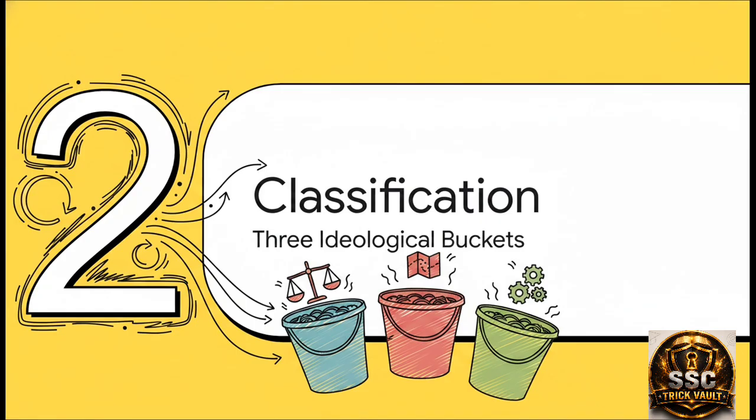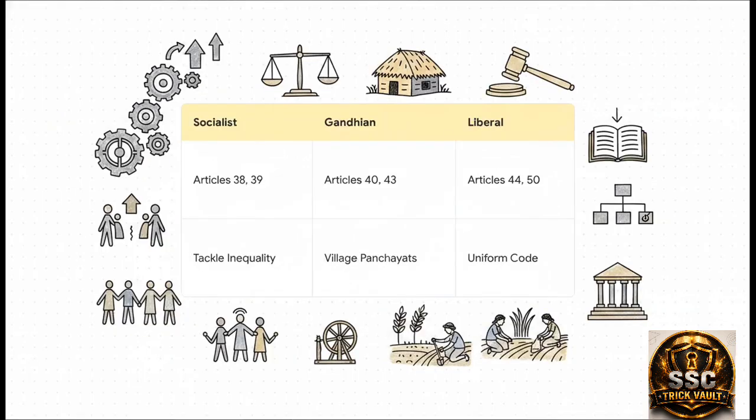Section 2, classifying the principles. Now, the Constitution itself doesn't neatly sort these articles into distinct groups. But to make sense of it all, political experts generally organize them into three major ideological buckets. First up, we've got the socialist policies, which are all about fighting inequality and making sure wealth isn't just hoarded by a few. Then we have the Gandhian principles.